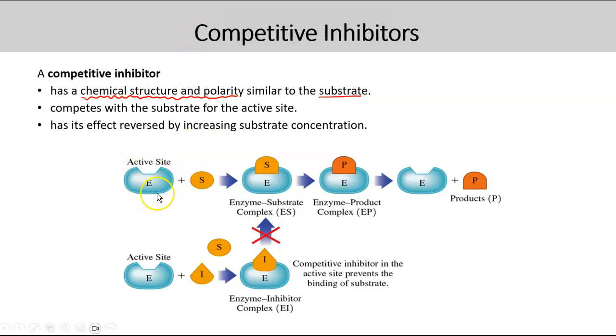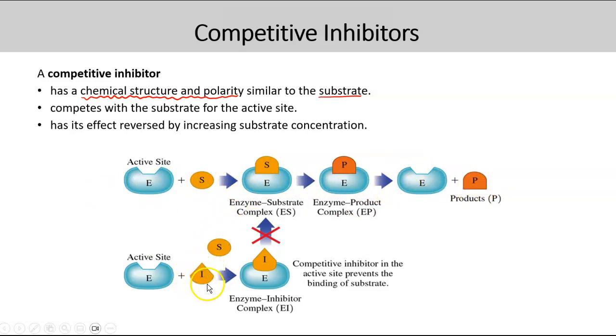Now you see here the active site of the enzyme, and the substrate will bind to that. This is kind of an induced fit. We can explain it as induced fit because once the substrate is bound, it forms the enzyme substrate complex. That is converted to the enzyme product complex, and then the products are released. So this is what generally happens in the enzymatic reaction.